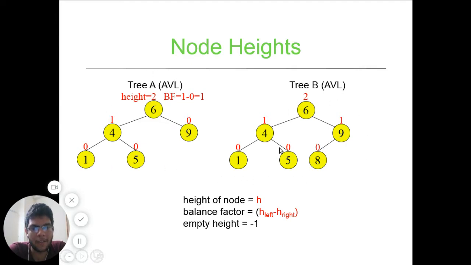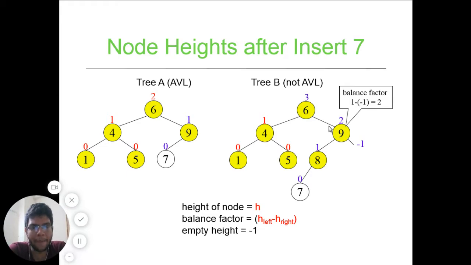Similarly, you can check for the right node. I am not doing it. What happens when we insert 7? So the left tree will still remain an AVL tree. I'm not going through it, but let's see the right tree. As you can see, it will not be an AVL tree. Not going into the mathematics, but from the visual, you can realize that some kind of disbalance has already occurred. So let's study.